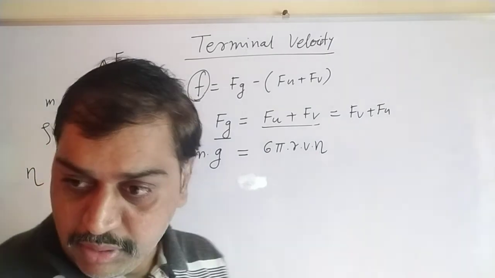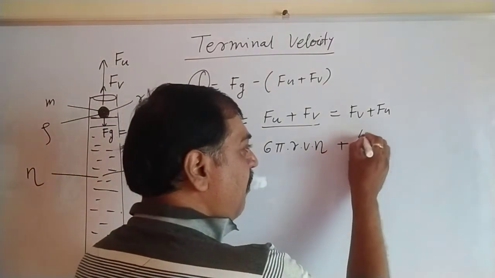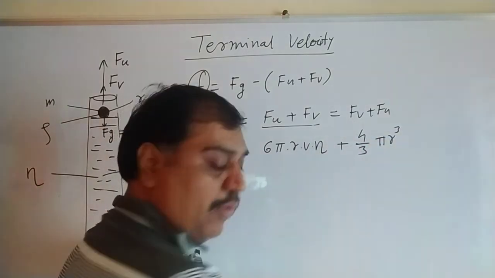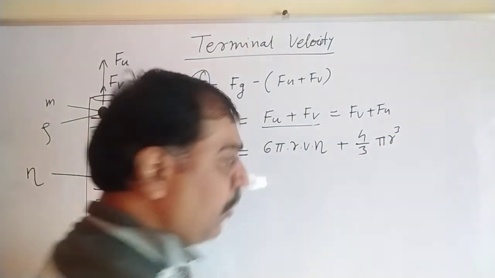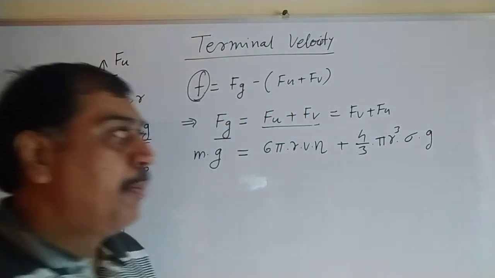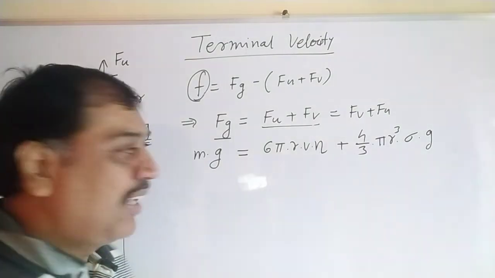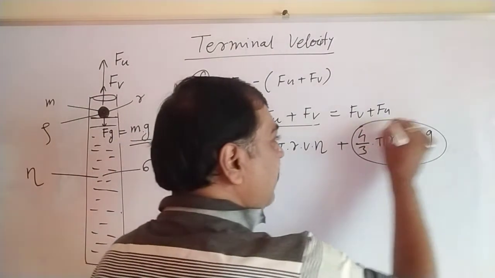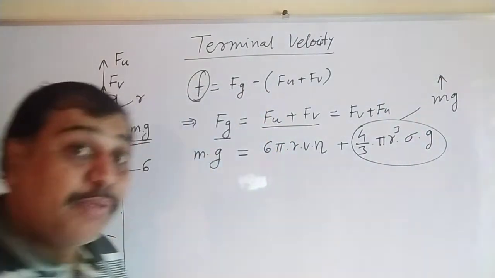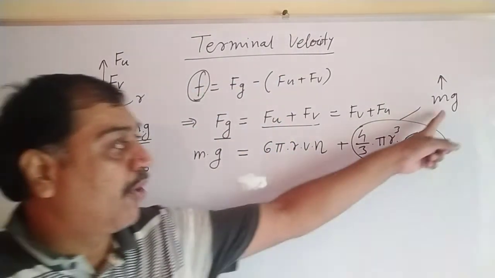Here it was given by 4/3 πr³σg, 4/3 πr³σg. What exactly is this force? This force is nothing but mg in the upward direction. Upthrust, exactly opposite to the weight acting in the downward direction. So this is upward thrust.